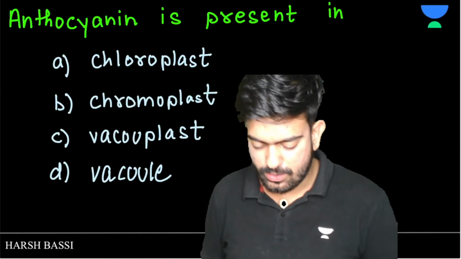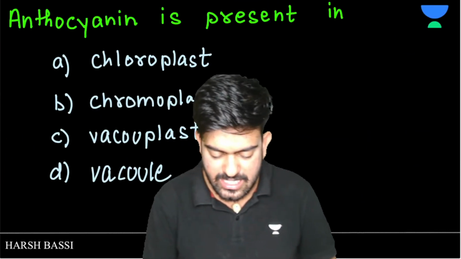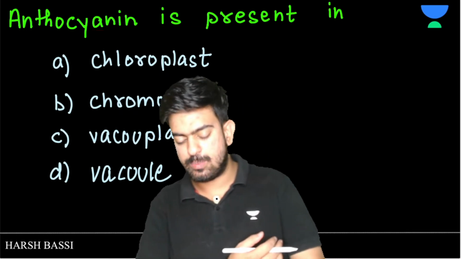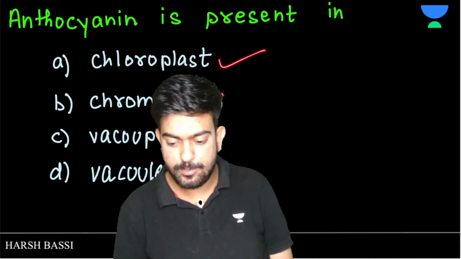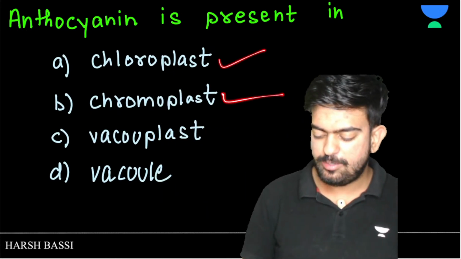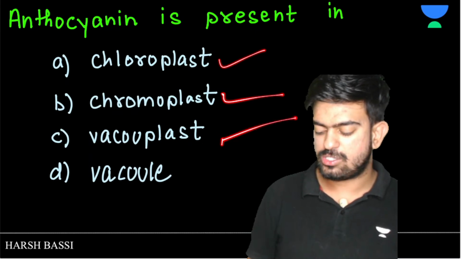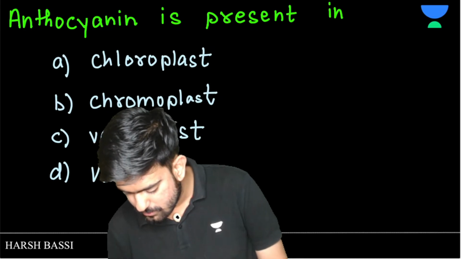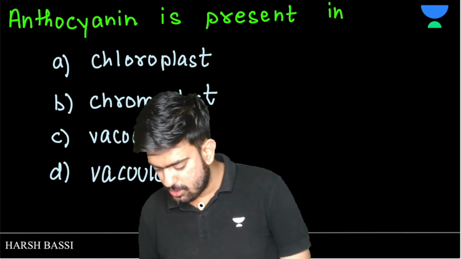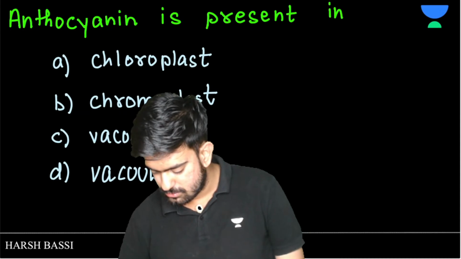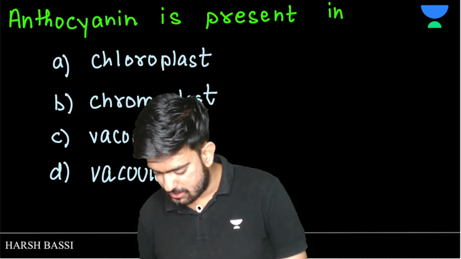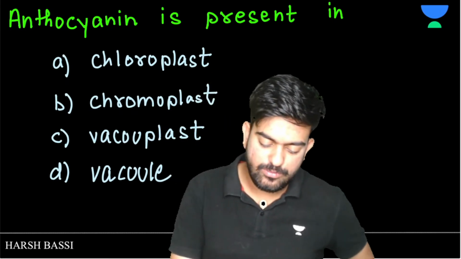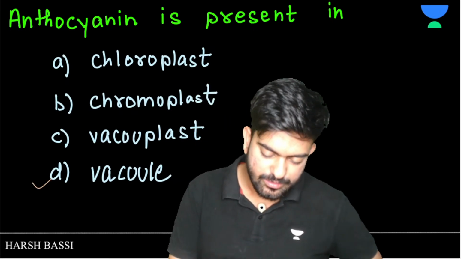Okay, let's solve some questions for today. The question says, anthocyanin is present in: is it present in chloroplast, chromoplast, vacuoplast, or vacuole? What could be your answer? Anyone? Yes. The answer to this question will be vacuole.